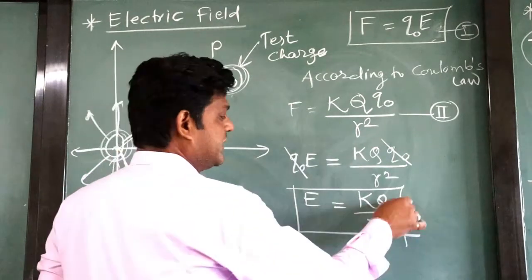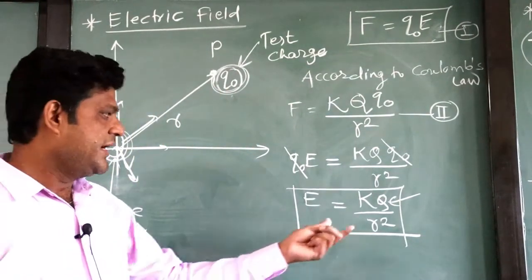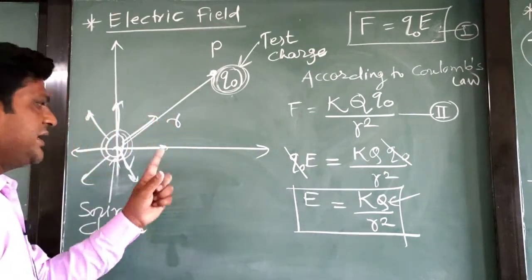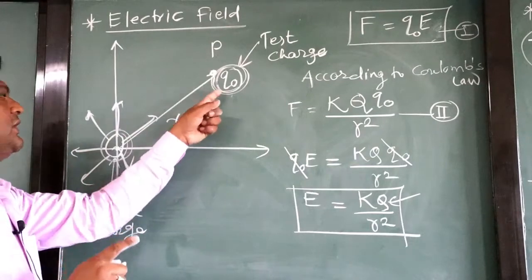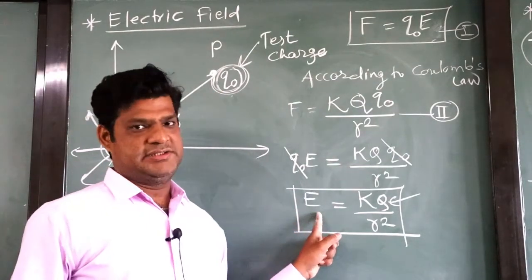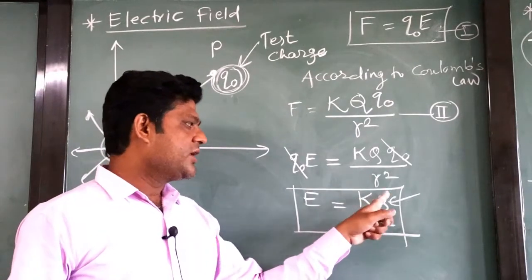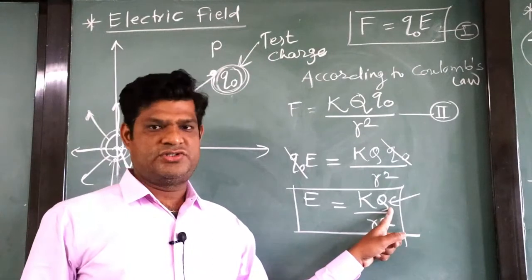Keep in mind here the Q is always the source charge, right? So this is the electric field due to the point charge, the electric field due to a single charge. That's why you can see that for the electric field due to a point charge, the equation is KQ by R square. Here this Q will always be a source charge.